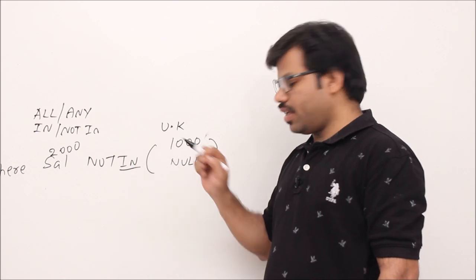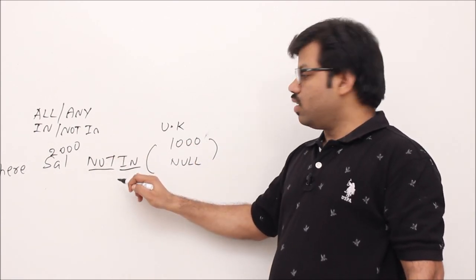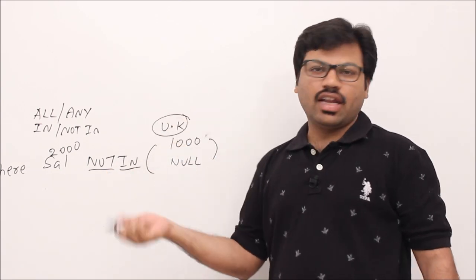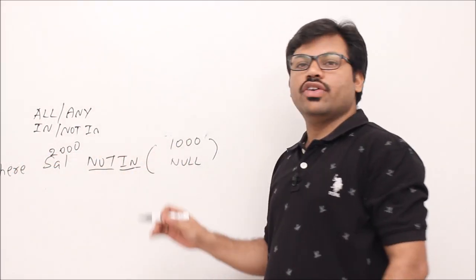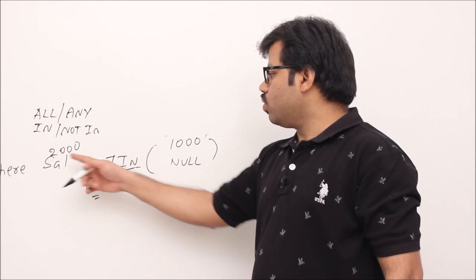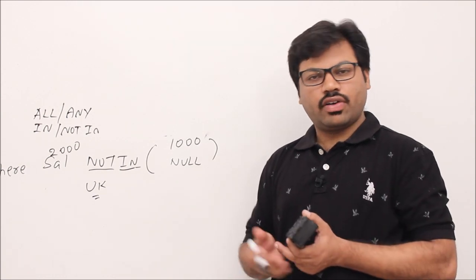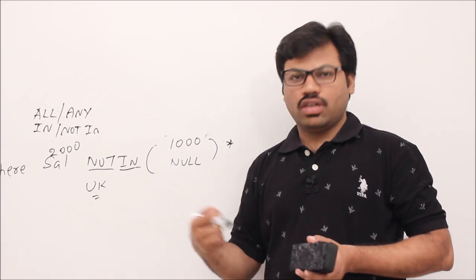That is if it is the in operator. But we have the not in operator, which is not of in. So in gives unknown, and not in gives not of unknown, which is again unknown. That's why this expression's truth value is unknown, right? Nobody knows. The question is 2000 not in 1000 comma null, unknown. So remember it. In that way, you can understand the not in operator.